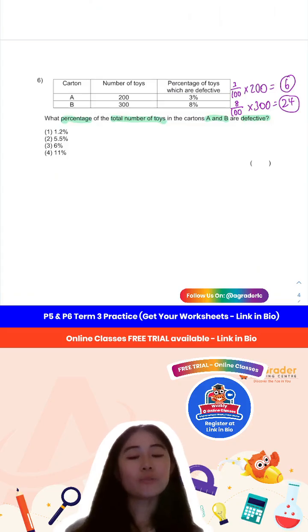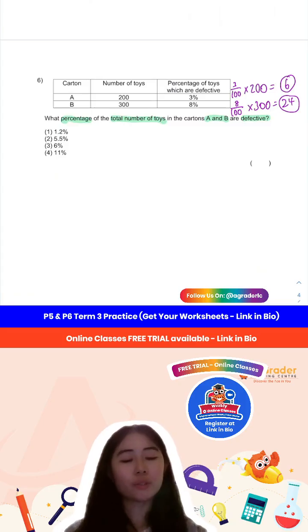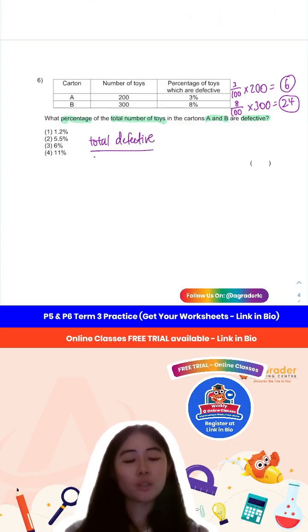So then you want to find what percentage of the total number of toys are defective. So I will need the total defective toys over the total number of toys. Then you times 100%.